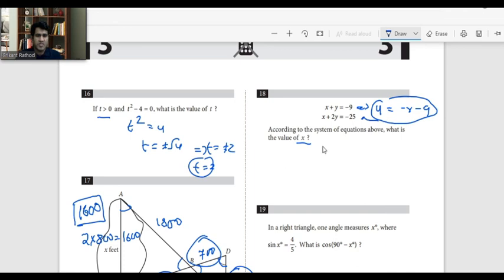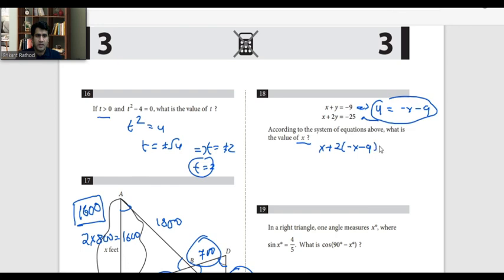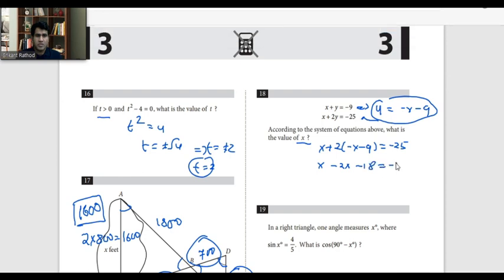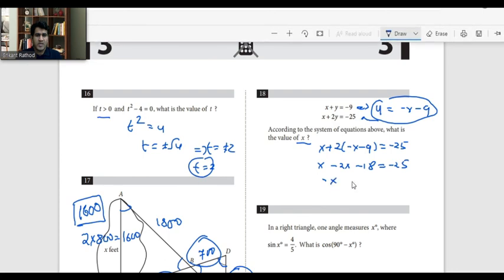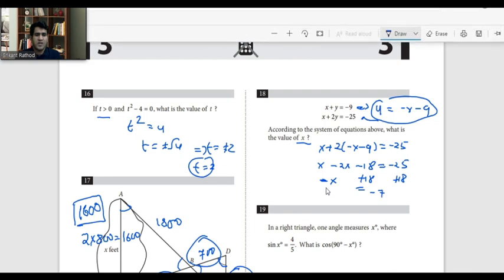Then your second expression is going to be x plus 2 times negative x negative 9 is equal to negative 25. So x minus 2x minus 18 is equal to negative 25. Arrange the like terms. x minus 2x is going to be negative x. Add positive 18 on both sides to get rid of this 18. So that is equal to negative 25 plus 18, negative 7. Negative x is equal to negative 7, so I can say x is equal to 7 is the value.